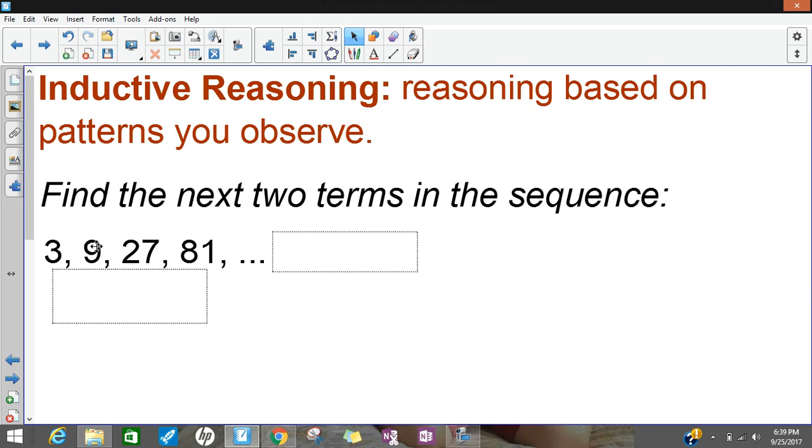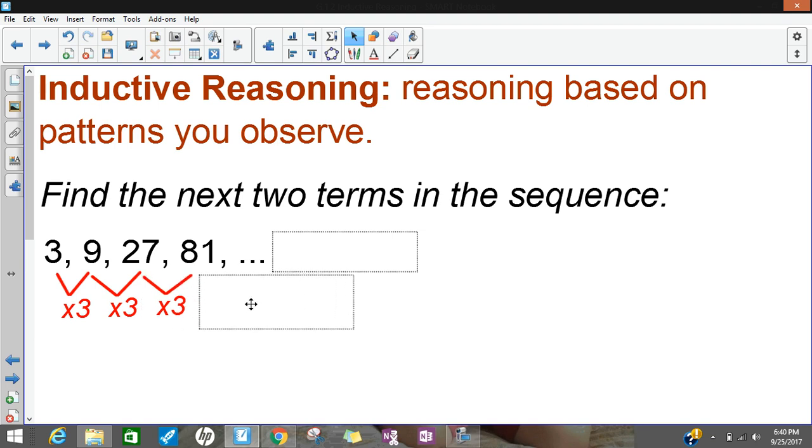So I have a sequence of 4 numbers here, and I want to find the next 2 terms in that sequence. So the terms are just basically going to be the next 2 numbers. So it looks like starting at 3, if I multiply 3 by 3, I get 9. And then if I multiply 9 by 3, I get 27. And then if I multiply 27 by 3, I get 81. So it looks like if I multiply each term by 3, I get the next term. So 81 times 3 gives me 243, and then 243 times 3 gives me 729.